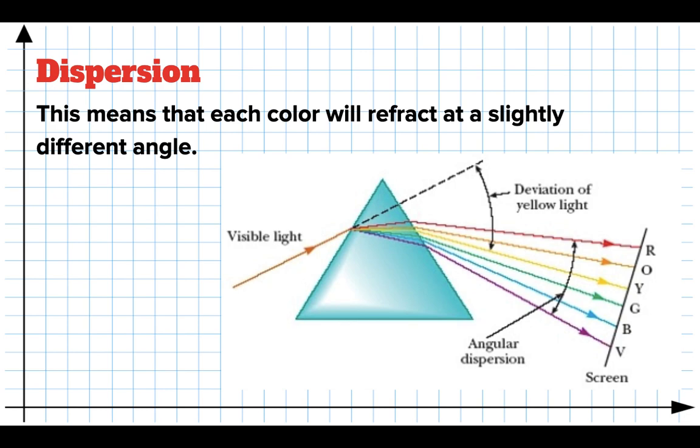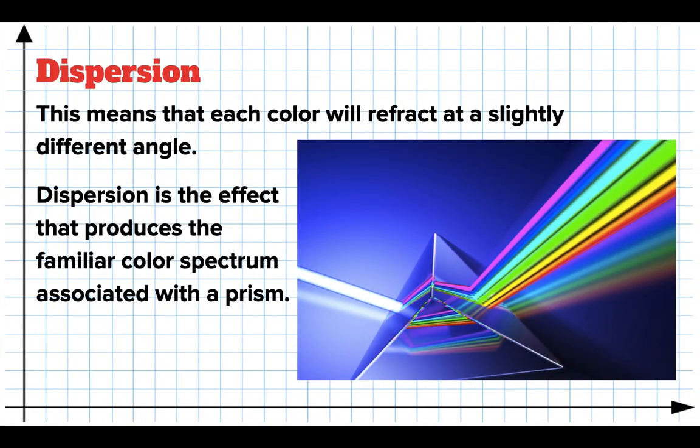All right? So each color refracts at a slightly different angle, and dispersion is the effect that produces this rainbow, this familiar color spectrum that we associate with the prism. Maybe your grandma's got some light catchers hanging in her window, so when the sunshine hits them, they throw little rainbows across the room. That's refraction and dispersion. So refraction is the bending of light, and dispersion is the spreading out of each color because the refraction is slightly different for the different colors.